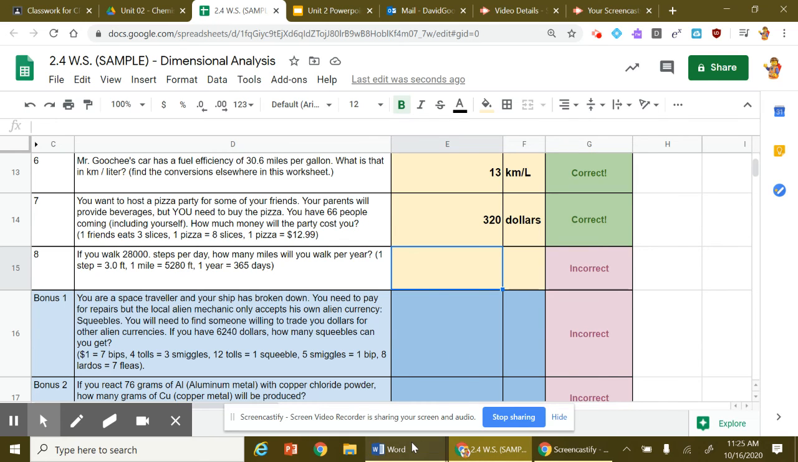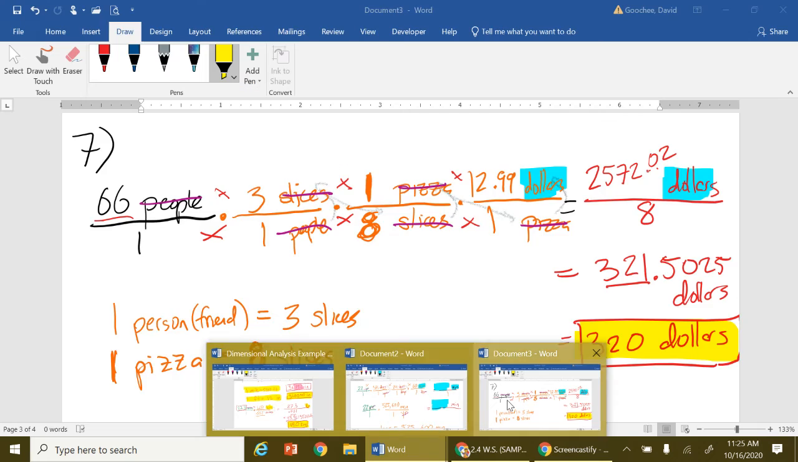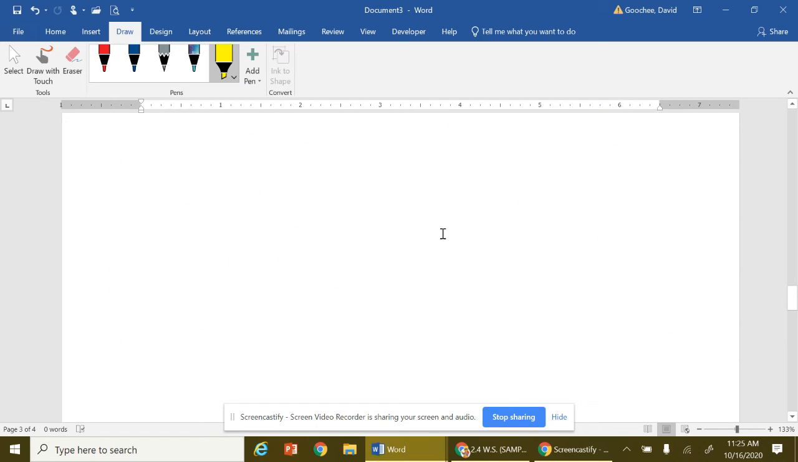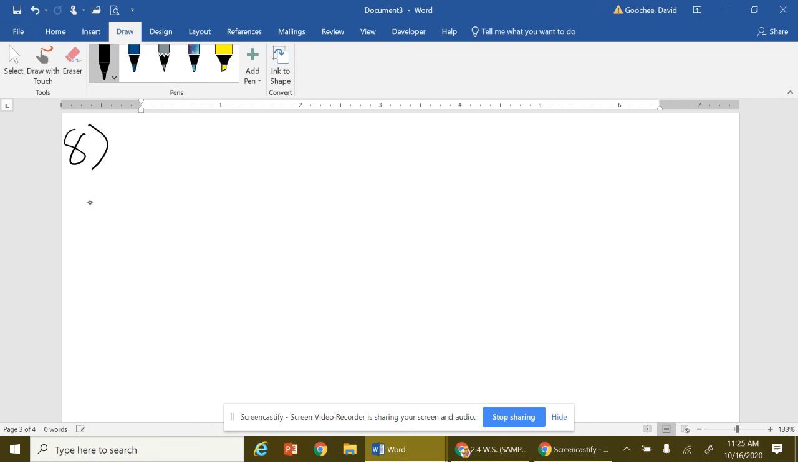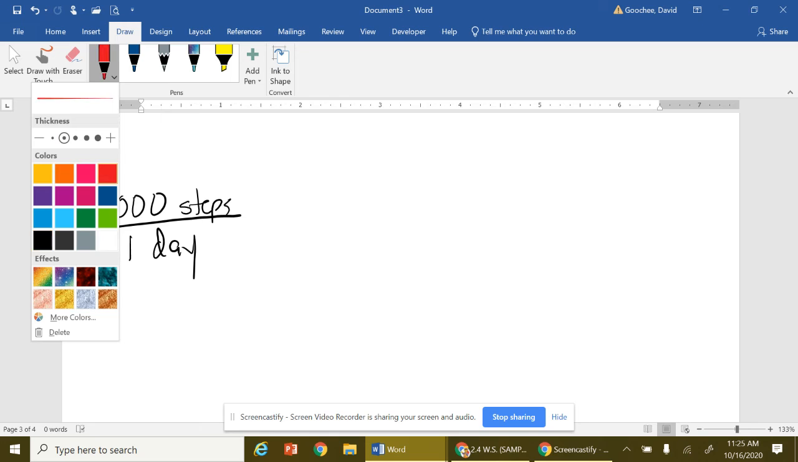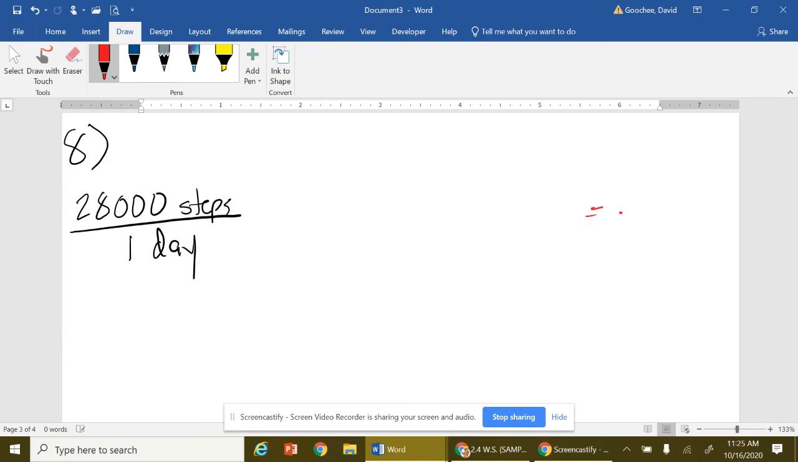Okay, so let's get started on this. I think we're pretty good on the units, but let's just double check here. 28,000 steps per day. Remember, per means divided by. All right. And on the other side of the page here, we're looking for, what are we looking for? We're looking for miles per year.